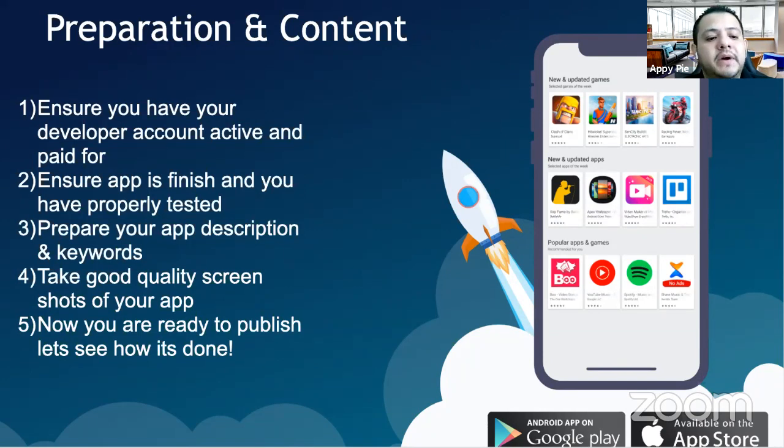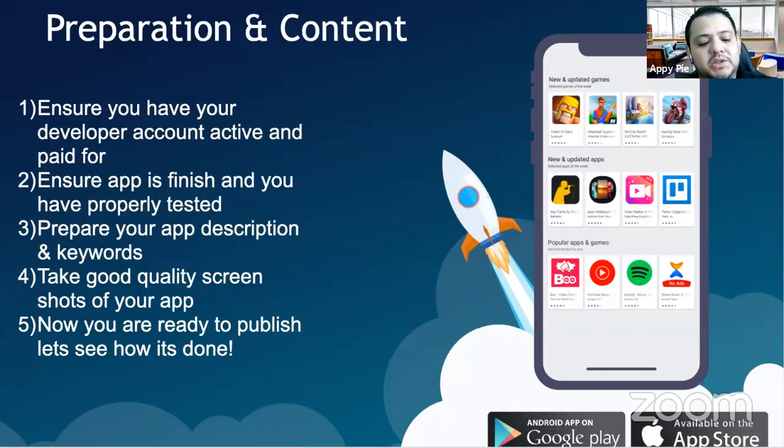Okay, number 4, take good quality screenshots of your app. As you guys can see here on my screen, you guys need some good quality screenshots to go along with your app. So on the Play Store, we can upload up to 8 images for you, where your users will get a preview of what the app looks like before they download it. So get some good quality screenshots and give your users a little preview of what your app is about. Okay. Next, we have now you are ready to publish, and let's see how it's done.